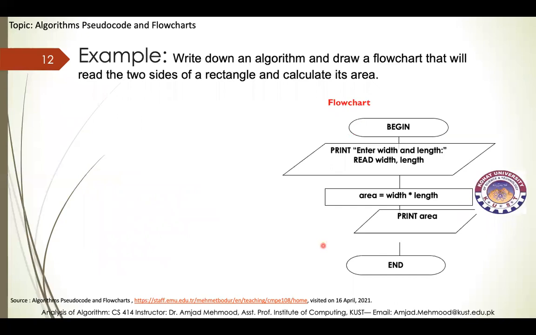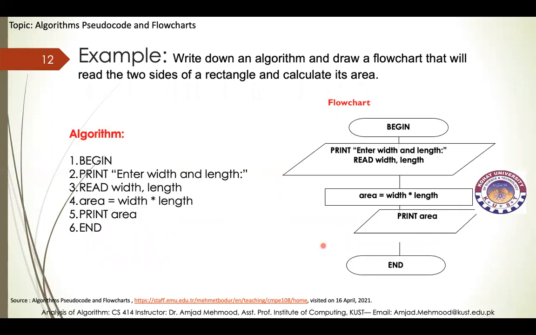Write down an algorithm and draw a flow chart that will read the two sides of a rectangle and calculate its area. So this is how you can see that this is the algorithm. So this is begin and print, enter the width and length. So then you will be reading or scanning width and length, and then you will be multiplying width with length, and you will be getting area, and this is how area will be printed, and the program reaches end.